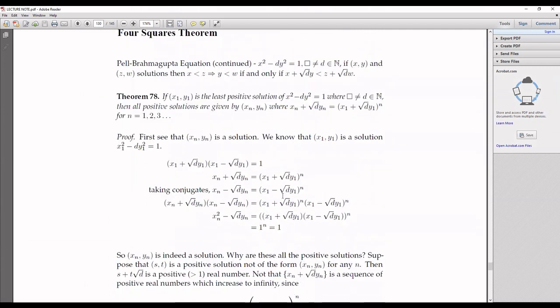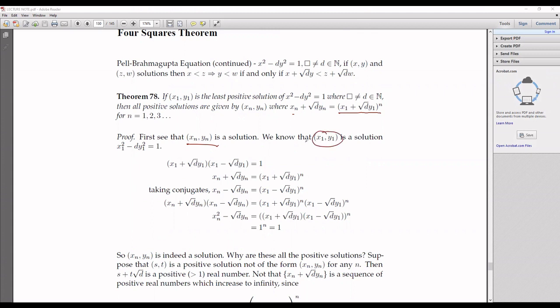The proof is interesting and simple. We have to prove that all solutions are given by this. So first of all, let's see that this is a solution, and then we shall prove that every solution has to be of this form. First, let's see if this is a solution.